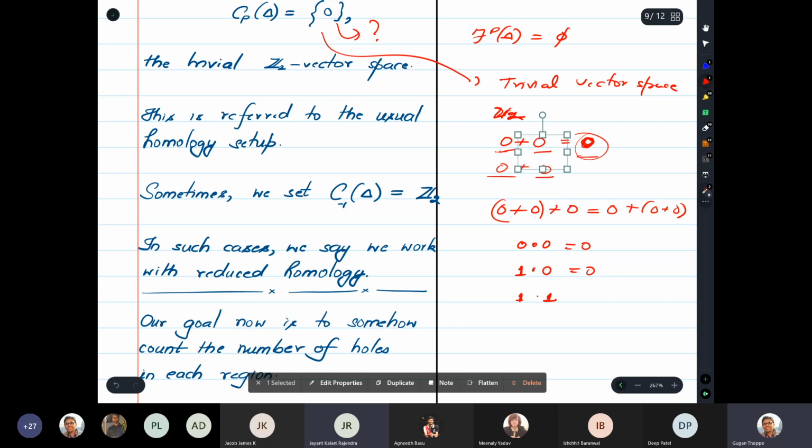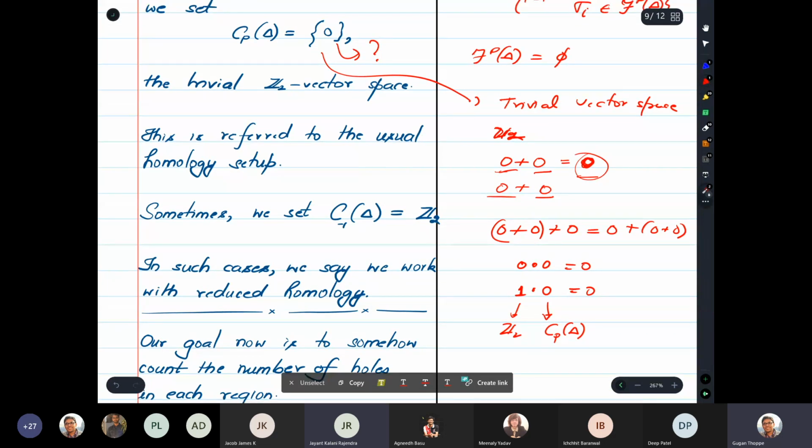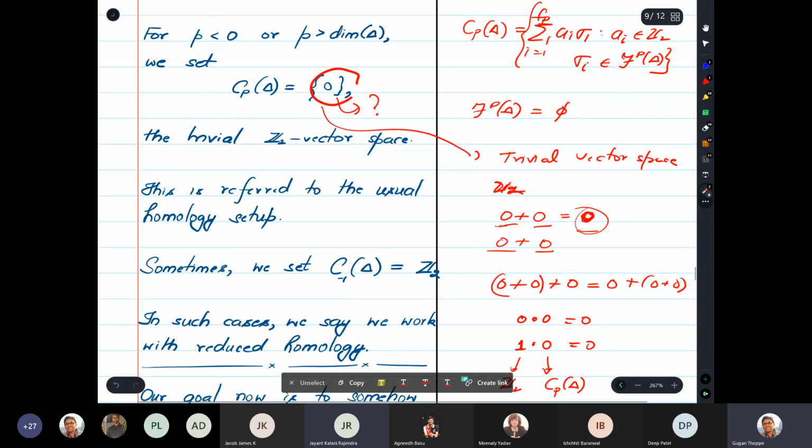The reason is that the first element has to come from Z2 and the second element has to come from the vector space, or the set, right? So the set doesn't contain 1, that is why I don't talk of 1 dot 1. I only have to talk about 0 dot 0 and 1 dot 0, and you will be able to verify that the scalar multiplication also satisfies the desired property. So in that sense, this is the trivial Z2 vector space.